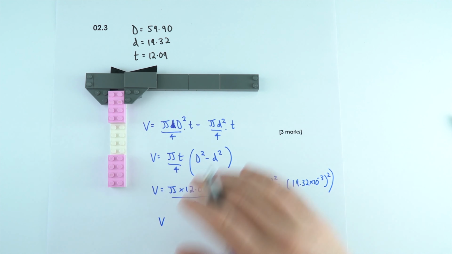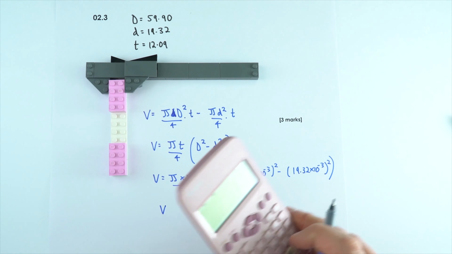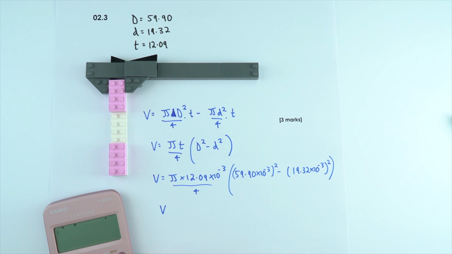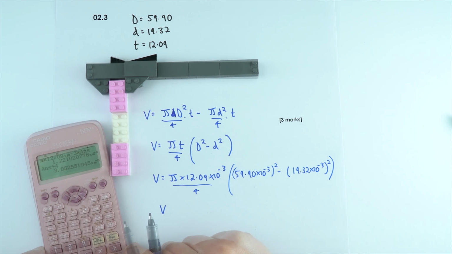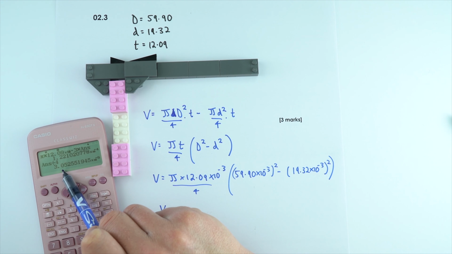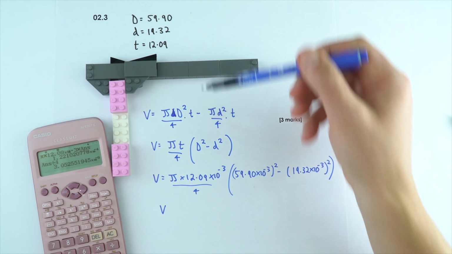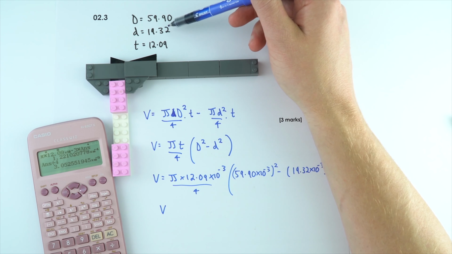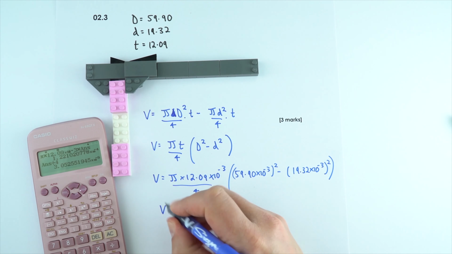And this one here, it's a straightforward calculation, but just take care on your calculator that you're not making any mistakes. And this gives me an answer of 3.05255. Now the raw data here has been given to 4 significant figures, so I'm going to quote my final answer to 4 significant figures.